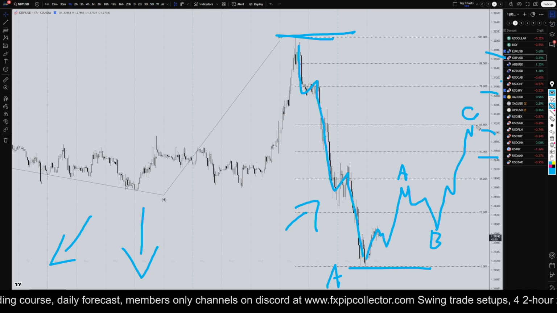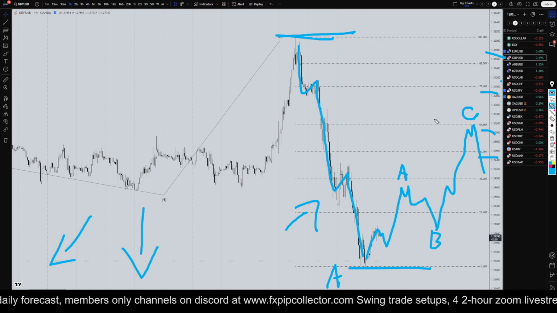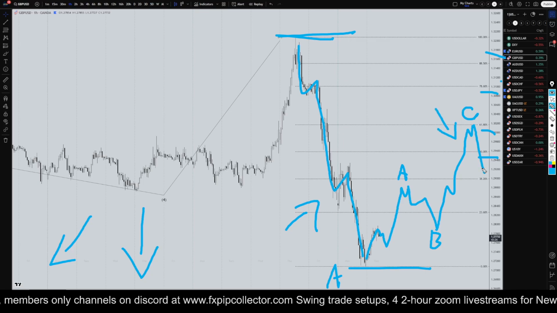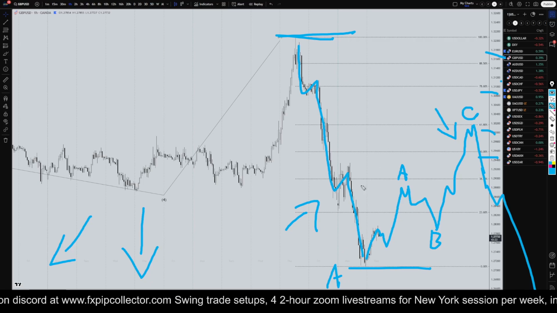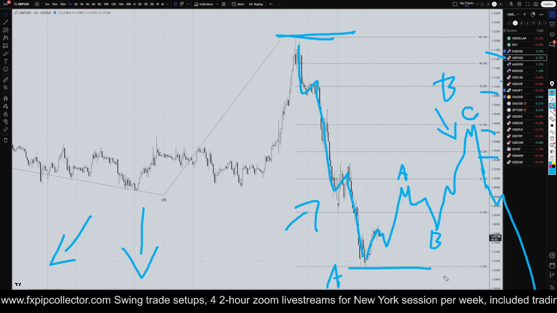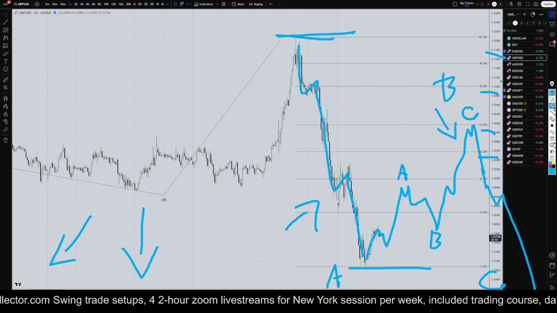Then if we do see three waves up, if we do see a nice Fibonacci bounce, then that would definitely make for a really nice shorting opportunity for the continuation of the downtrend. Possibly an A, possibly a B, and then likely back down for a wave C.